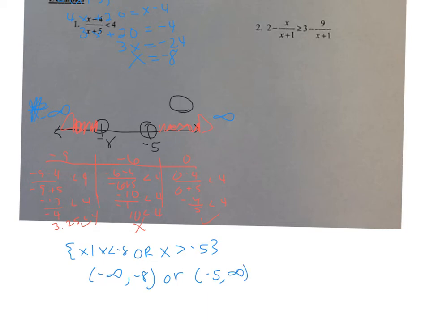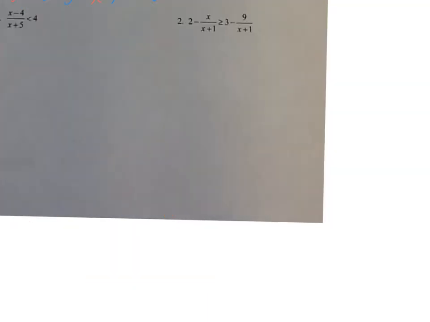Okay, so let's try number 2. Let's take a look at the denominator. I have x plus 1 in the denominator. The first thing you want to do is find that critical point. So what could I plug in for x here? x plus 1 will make it 0 when I plug in -1. So let's write that down, the critical point, and put x cannot equal -1.